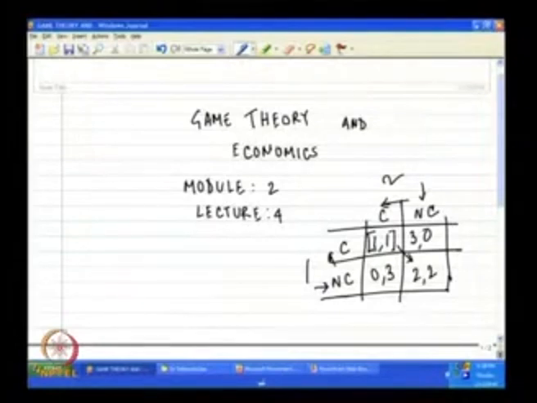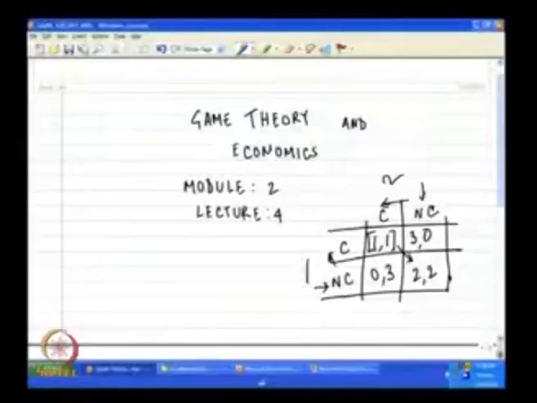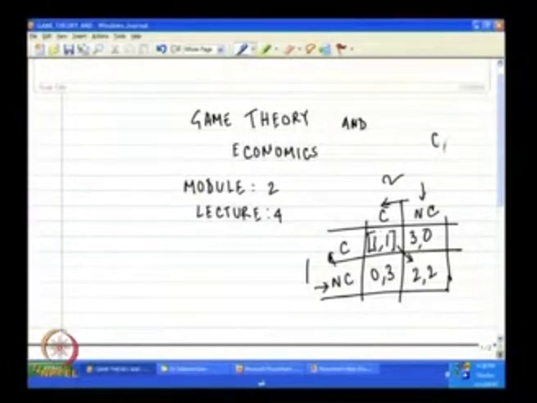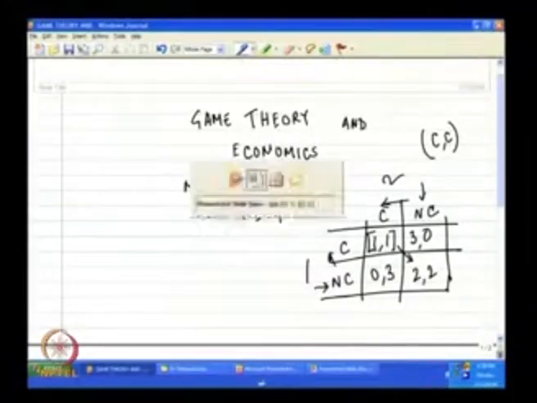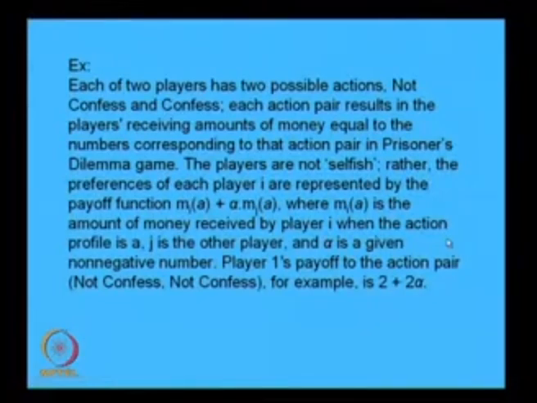The exercise that we are going to do today is trying to address this point: that in prisoner's dilemma, the players are concerned only about their own payoff, and that is why maybe they are trying to free ride, and we are getting an equilibrium at CC, which is not a good thing. Both of them could have done better if they had played not confess. And the exercise is the following.